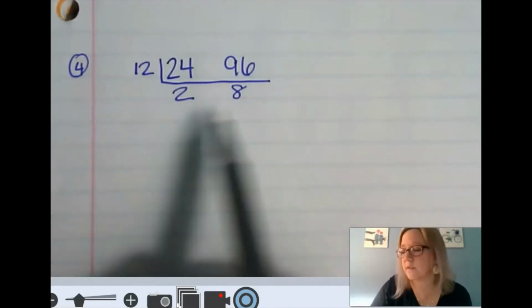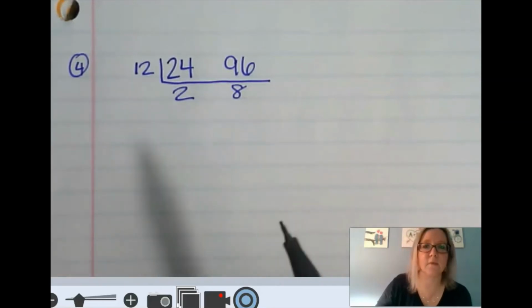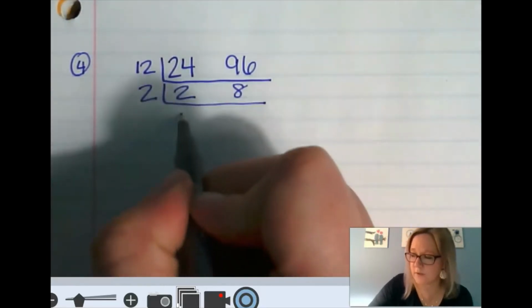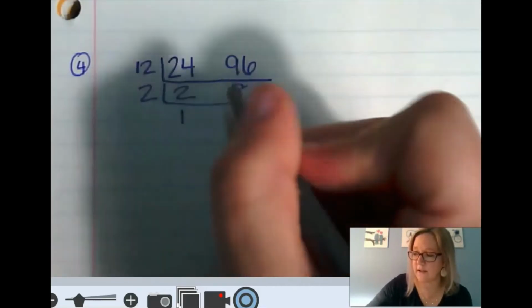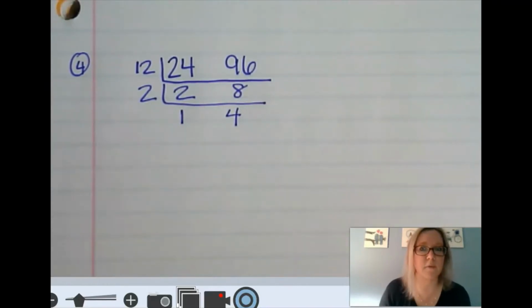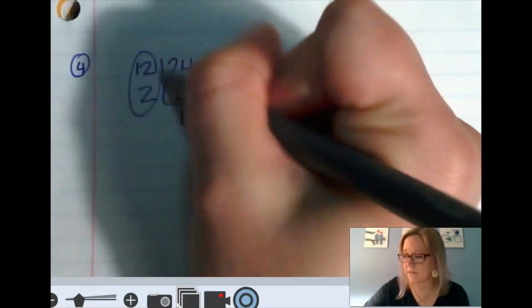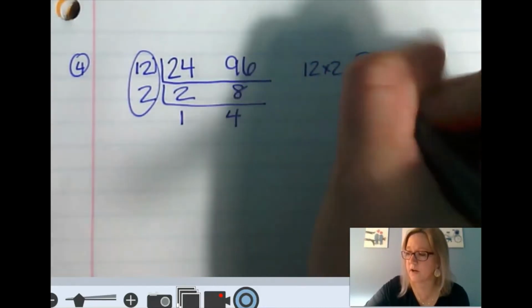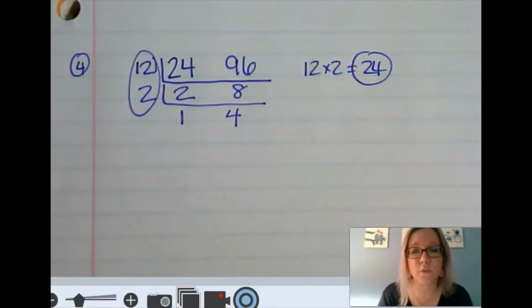Okay, when we look at the numbers at the bottom, 2 and 8, they still have a common factor of 2. So I'm going to draw another sled and divide out the number 2. 2 goes into 2 1 time, and 2 can go into 8 4 times. I'm going to stop here because 1 and 4 only have a common factor of 1. And for my GCF, remember, is what's on the left. Okay, so 12 times 2 is 24. So the greatest common factor of 24 and 96 is 24.